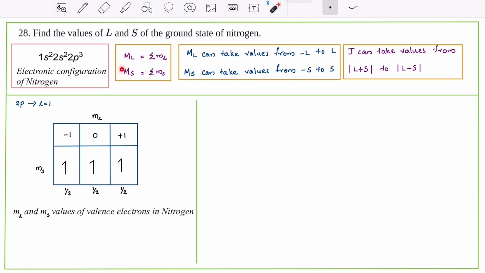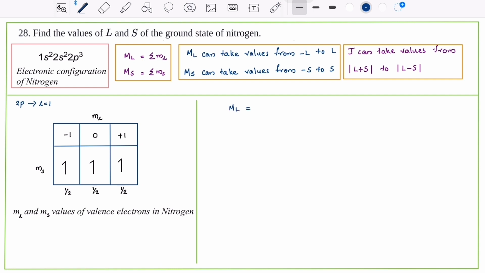Ms for nitrogen is the sum over ms, and this ML for nitrogen can take the value from minus L to L, and MS can take the value from minus S to S, and capital J can take the value from modulus of L plus S to modulus of L minus S.